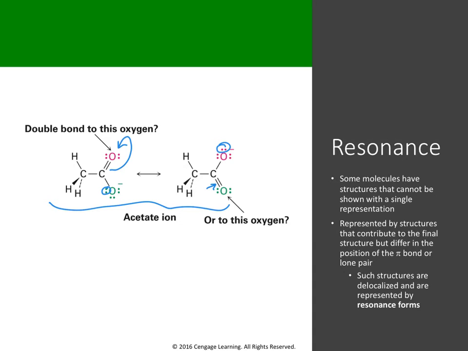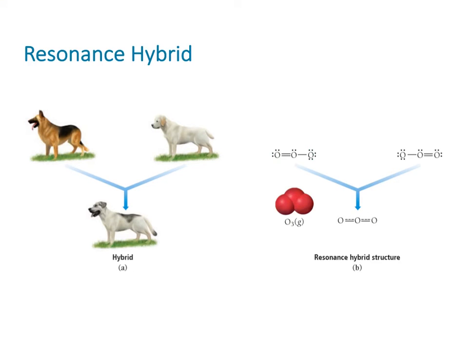So we had a movement of the green lone pair and the pi bond between the 2 structures. So a resonance hybrid is just like you would see here with dogs. It's a mixing of 2 different things to give an overall hybrid. So this is ozone. It has 2 resonance structures. So notice the difference between the 2.